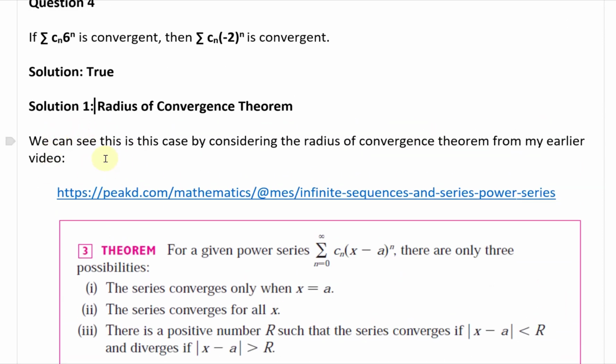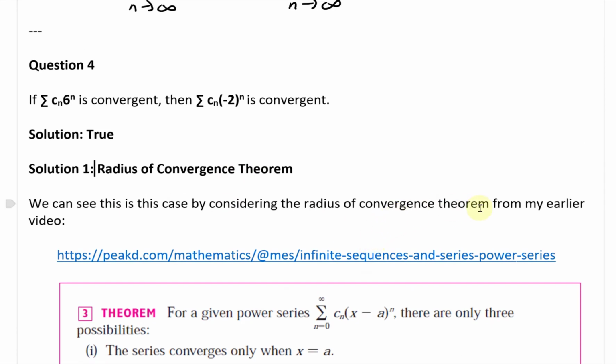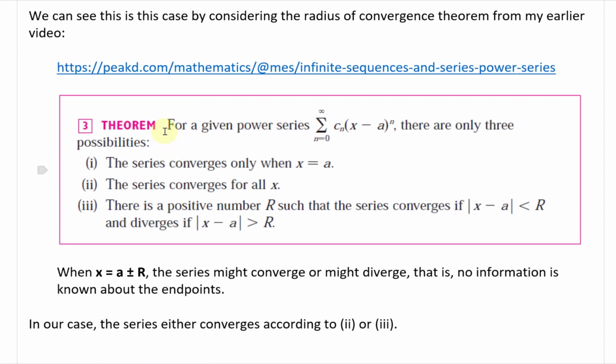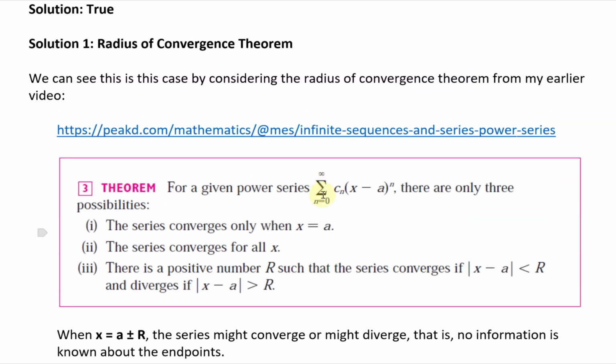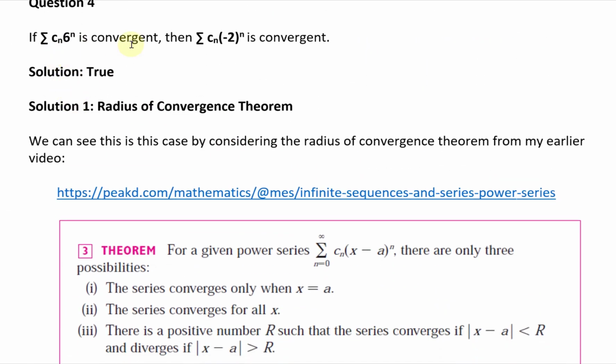We can see this is the case by considering the radius of convergence theorem from my earlier video, and it's again for power series. These are both power series. See how it's the same form. There's a coefficient c_n, x minus a to the power of n. There's 6 to the power of n and negative 2 to the power of n. Those are both in this form. So let's take a look at this theorem. For a given power series, the summation from n equals 0 to infinity of c_n times (x minus a) to the power of n, there are only 3 possibilities. That's the key. There are only 3 things that can happen with power series in terms of convergence. First, the series converges only for x equals a. In our case, a is 0, so it doesn't apply here.